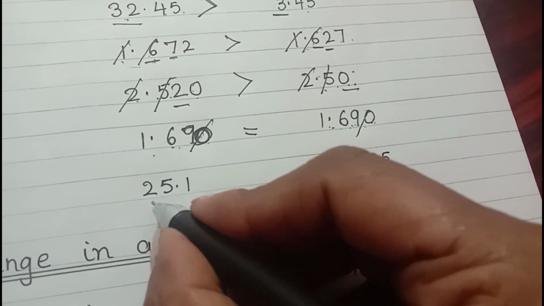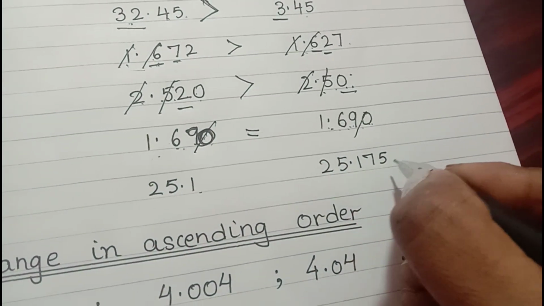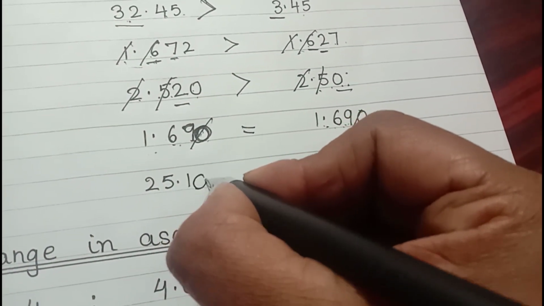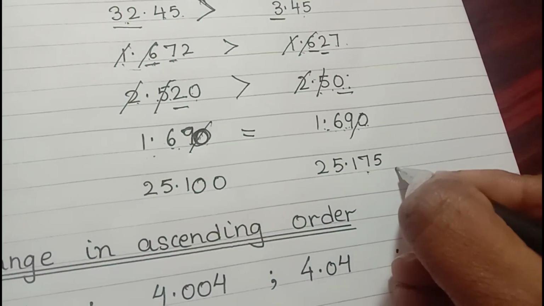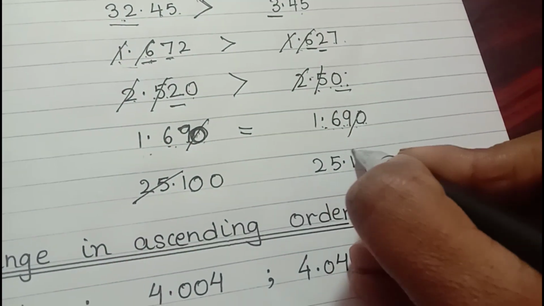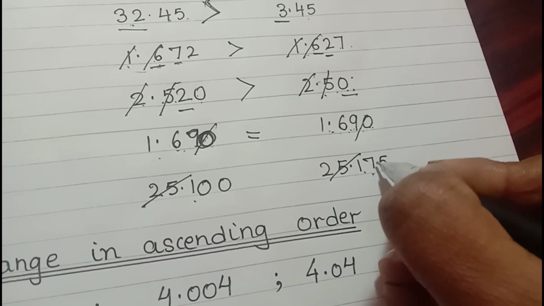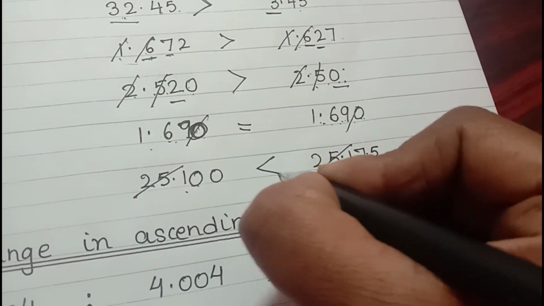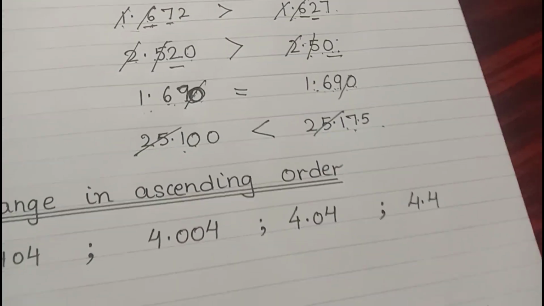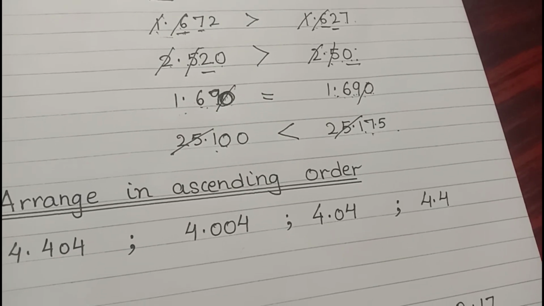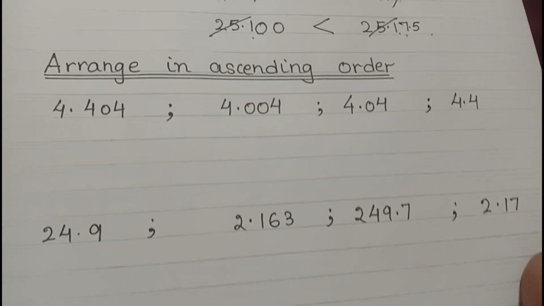Now here also 25.1 and 25.175. Convert into like decimals, 3 digits, 3 digits. Now compare. Whole number is the same, 1 is the same. 7, 0. Which one is bigger? 7 is bigger. Now this was comparison. If you have understood comparison, you can easily do ascending and descending order.